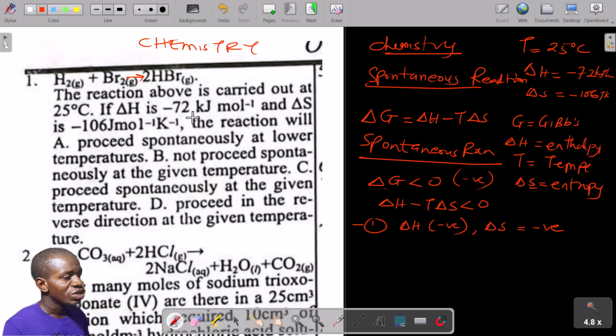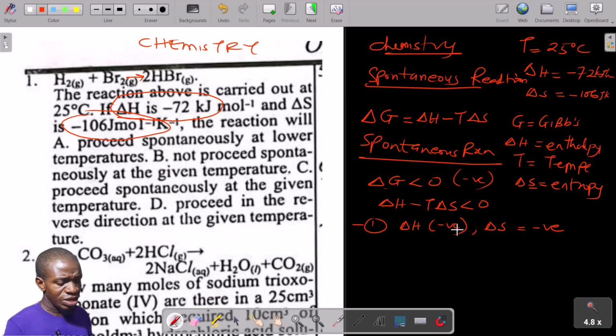So let's take a look at this question before I give you other conditions. Look at my delta H here. It is minus 72 kilojoule. And look at my delta S. The value of my delta S here is minus 106 joule per mole per Kelvin. And I know that minus 72 is greater than minus 106.